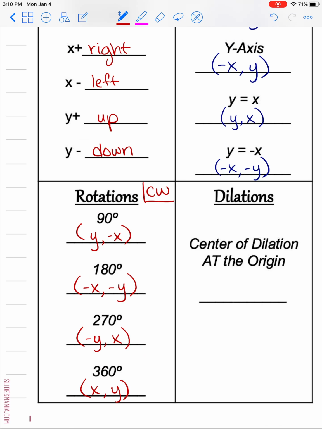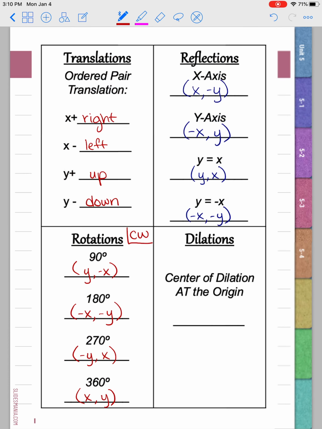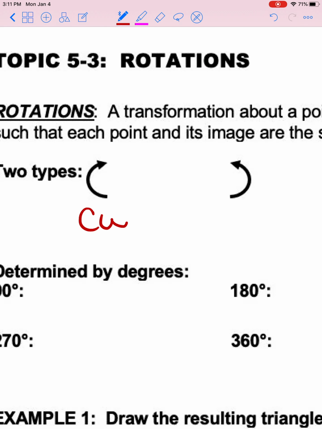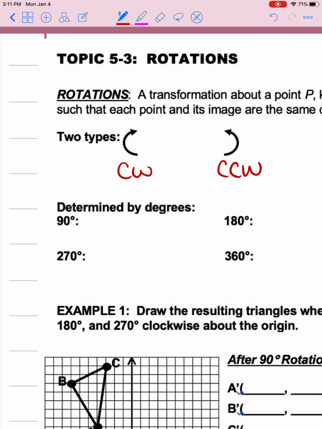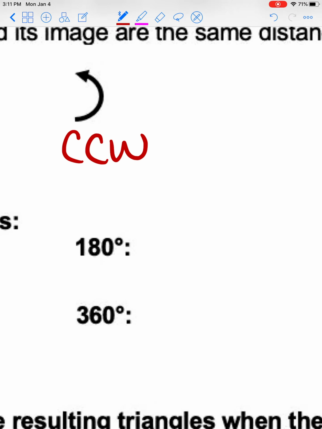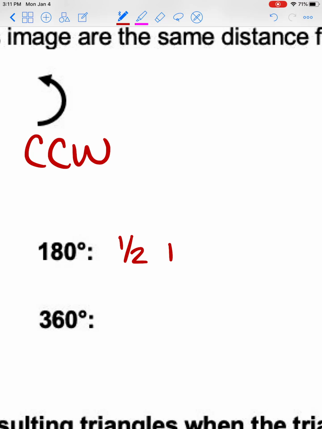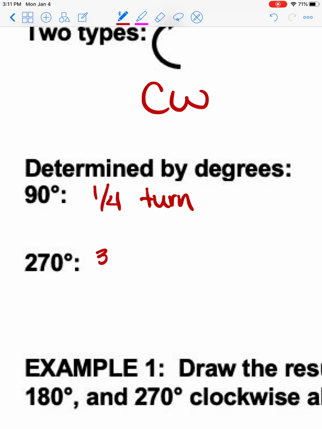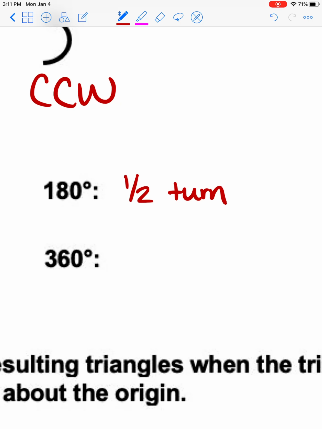Okay, so let's look at a couple of these samples, and that way I can show you how to do this really easily. So two types of rotations, we just talked about that. Clockwise, so like a clock, or going backwards on a clock is counterclockwise. And we have those degrees that we just talked about, and I want you to write a couple of things down. If you're doing a 90-degree rotation, it's a quarter turn. If you're doing 180, it's a half turn. If you're doing 270, it's 3/4 of a turn. And 360 is all the way around, so one full turn.